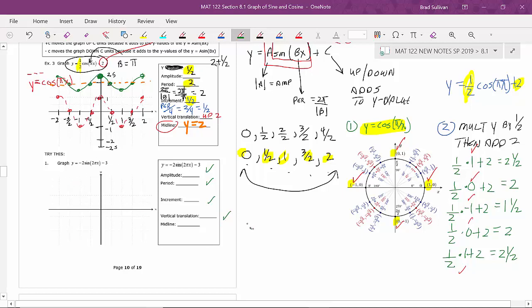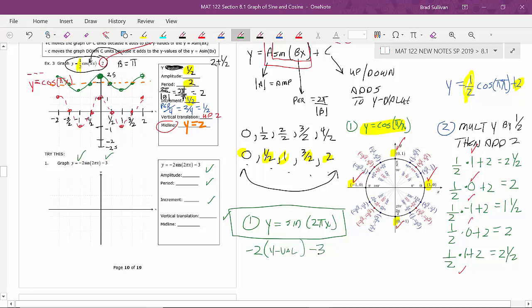You want to graph the basic sine. So you want to do this in 2 stages. You want to do y equals sine of 2 pi x, just that part right there. Just do that only. Then add in the other things. So add in the -2 times the y values minus 3 to get your final product.